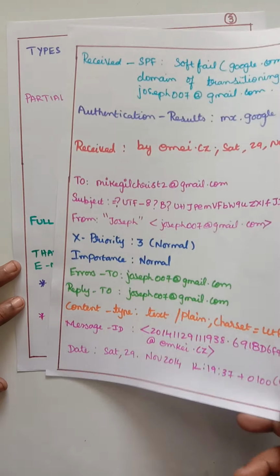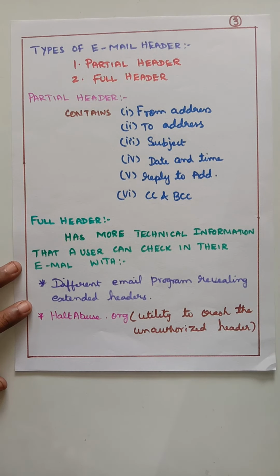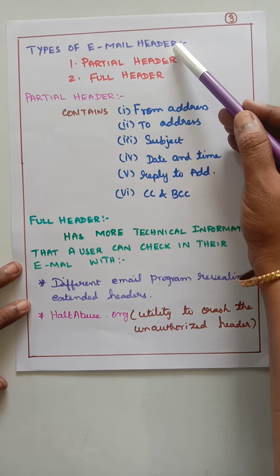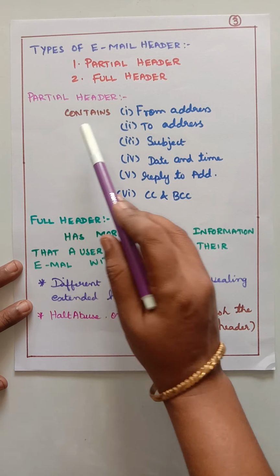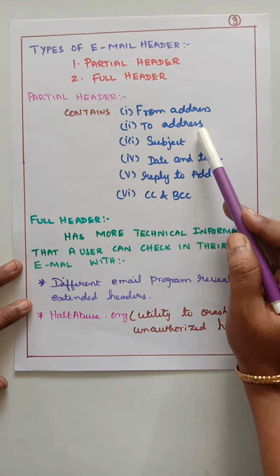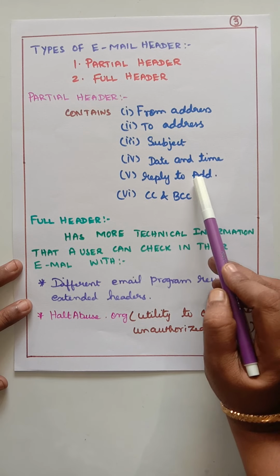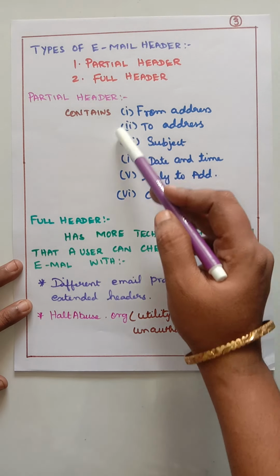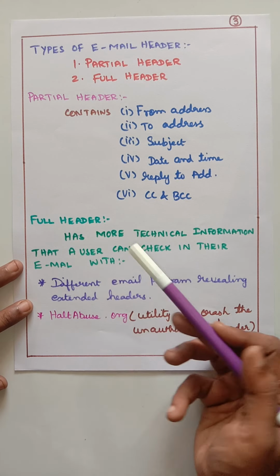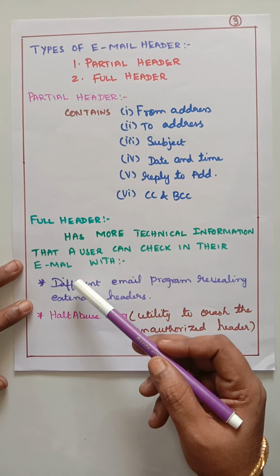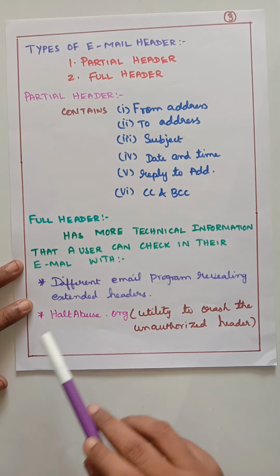This is the technical information of your email headers. Now the types of email header. There are two types of email header: partial header and full header. A partial header consists of from address, to address, subject, date and time, reply-to address, CC and BCC, whatever we could see. Full headers are nothing but the technical information we have seen now, all together called the full header.